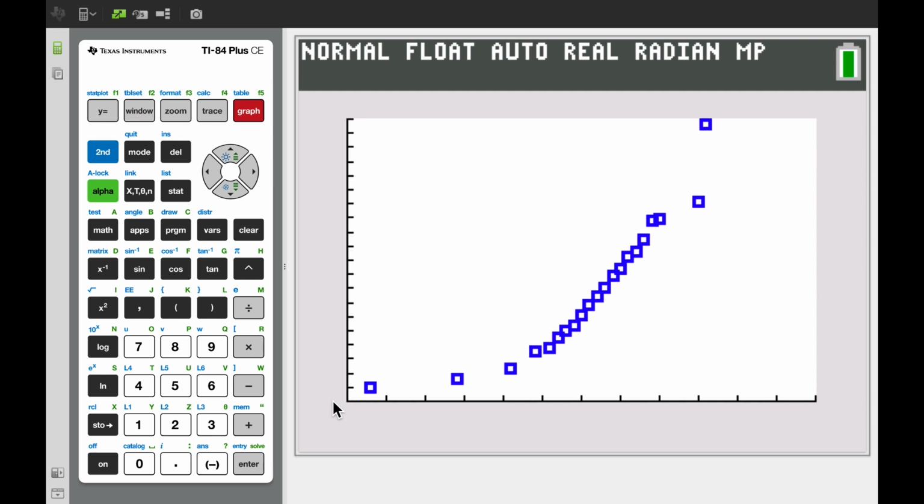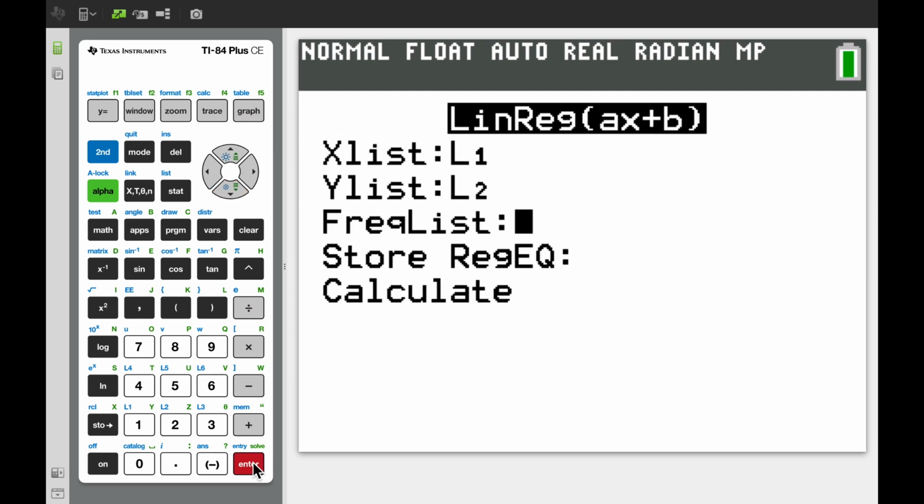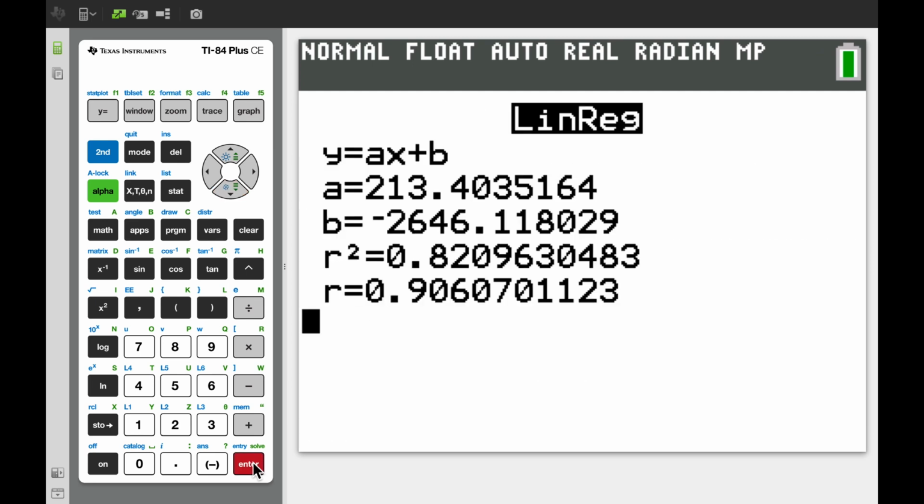So what I'm going to do to get my equation, I'm going to go to Stat and Calc. Now, if we do what we did last time, we go to linear regression, that's going to find the equation of a line of best fit. So let's actually do that first. So if I go down to linear regression and I get a line of best fit, that's what you should get. So go ahead and just see if you get that.